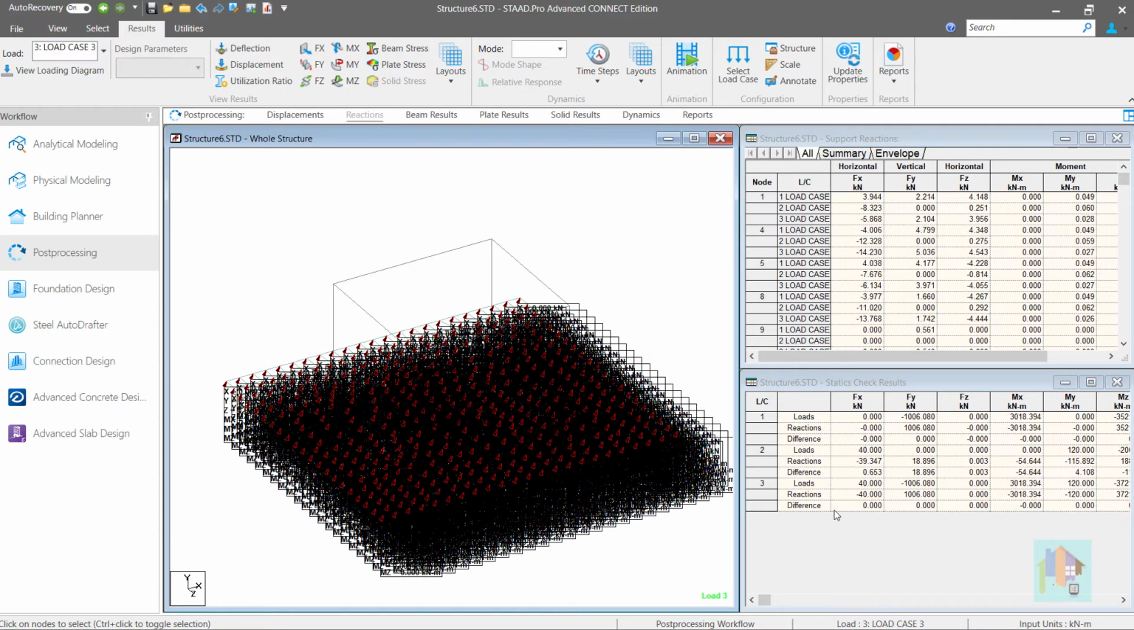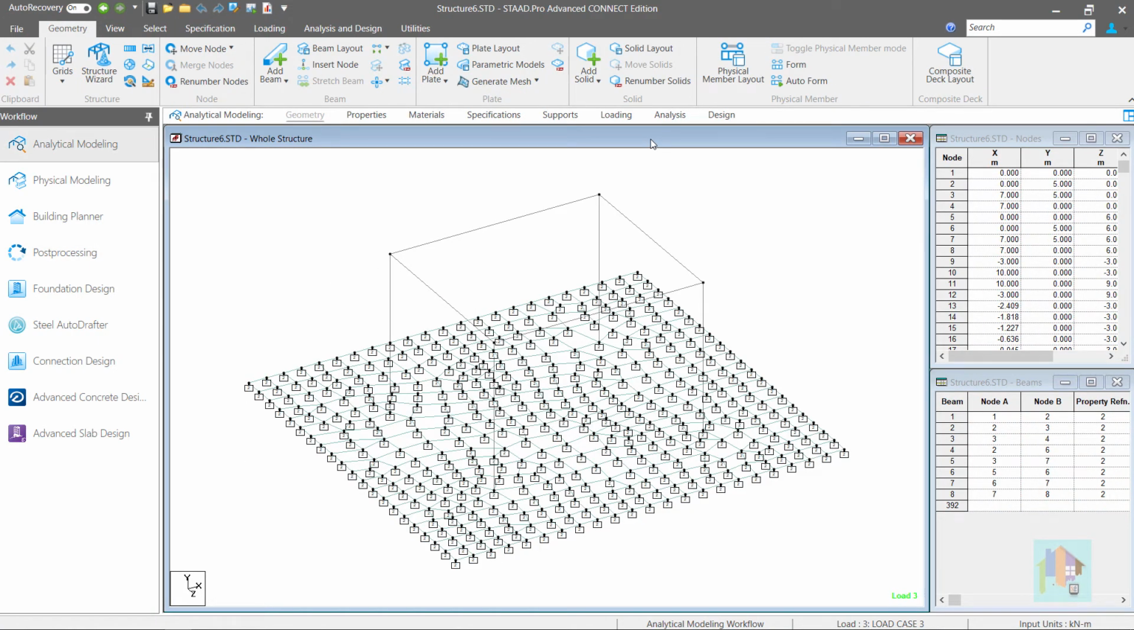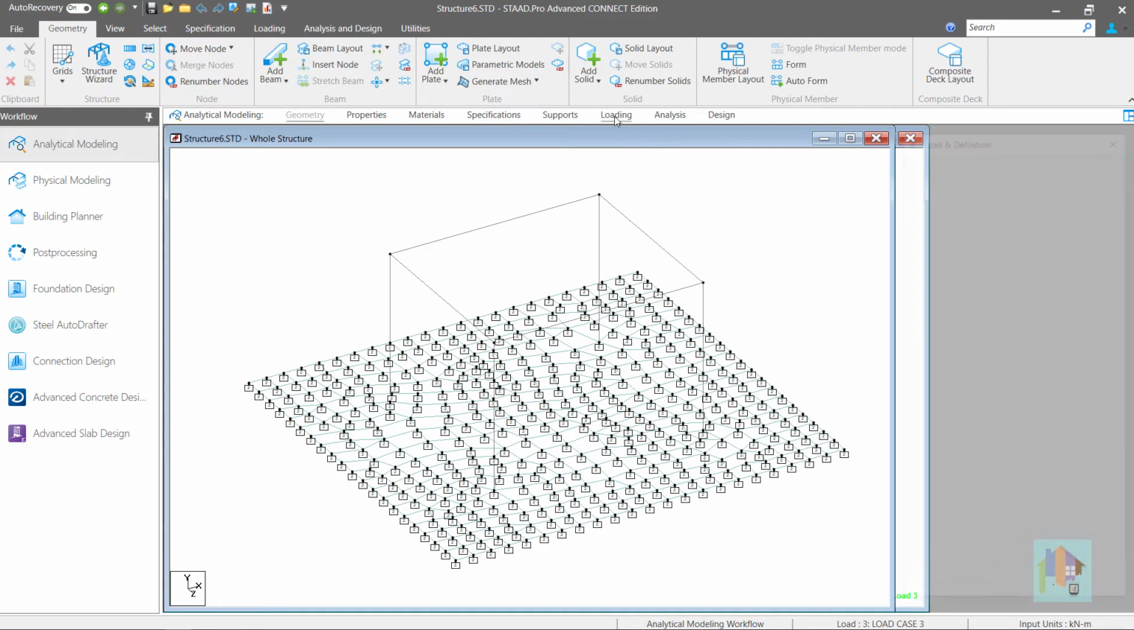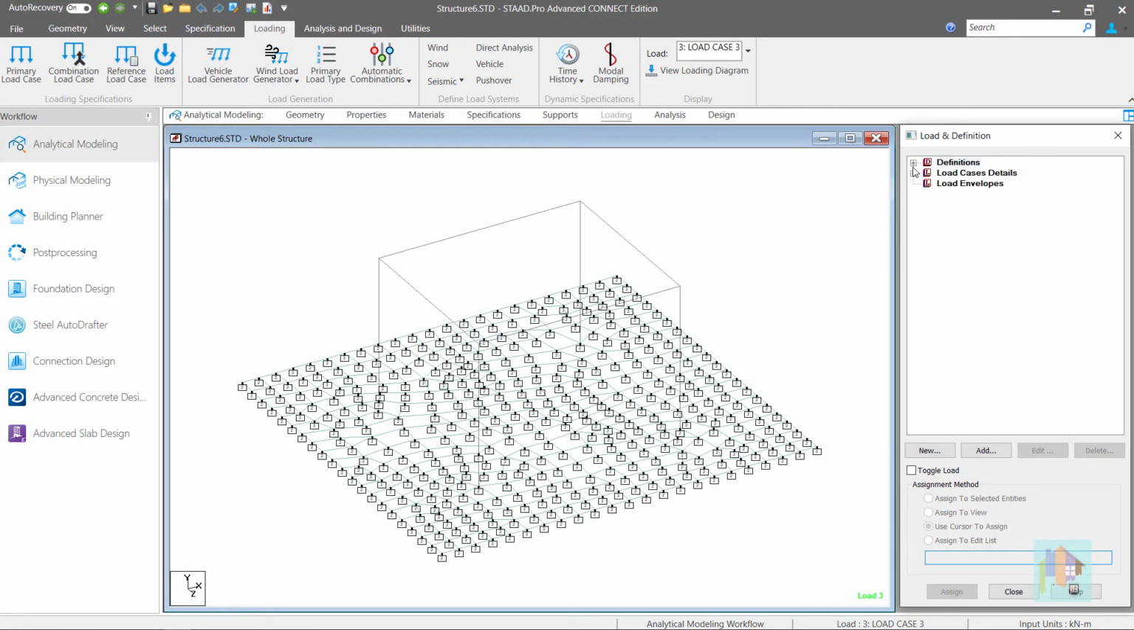We need to review the model on basis of the load case and disregard results for those loads which are not realistic. To solve this problem, we can replace the primary load case with a reference load. This is the same mat foundation model. Only difference is I have created two reference load case to define the primary loads.